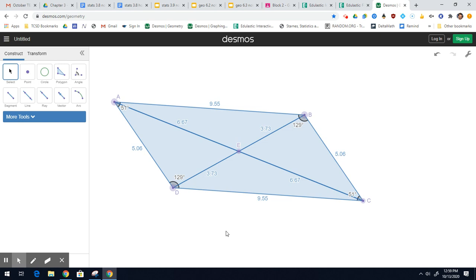All right, so I'll make a video covering, I think, a proof going along with parallelograms. All right.